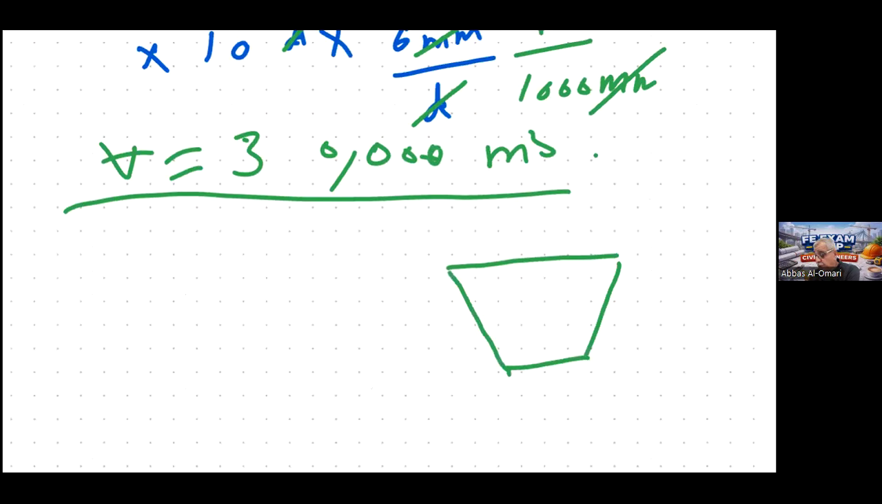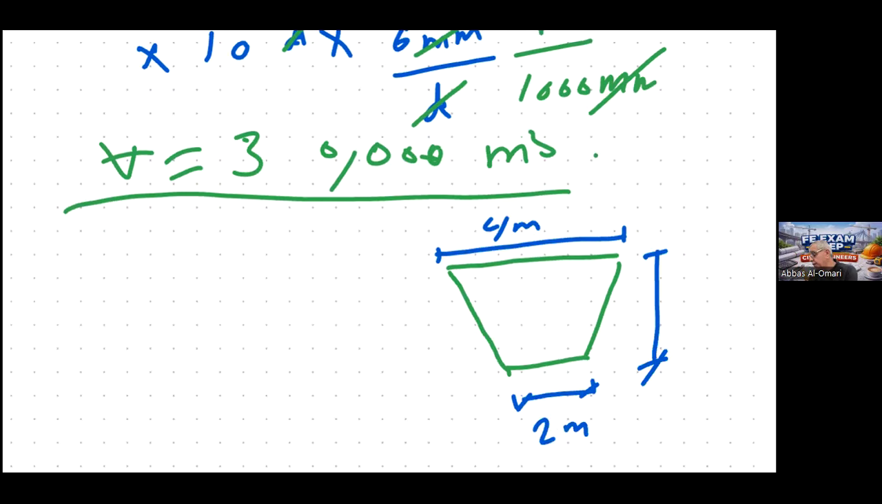So this is 4 meters. The top width is 4 meters. And this is 2 meters. And the height of the gate is 3 meters. This is a 3 meter. And the gate is 2 meters below the water surface. The top of the gate, this is a 3 meter. If this is the water surface, so the top of the gate is 2 meters. The gate is vertical.